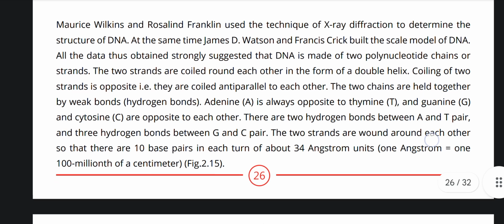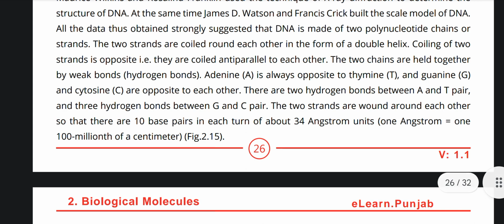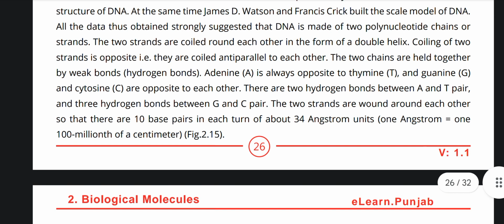Maurice Wilkins and Rosalind Franklin used the technique of X-ray diffraction to determine the structure of DNA. At the same time, James D. Watson and Francis Crick built the scale model of DNA. All the data thus obtained strongly suggested that the DNA is made up of two polynucleotide chains or strands. The two strands are coiled around each other in the form of a double helix.